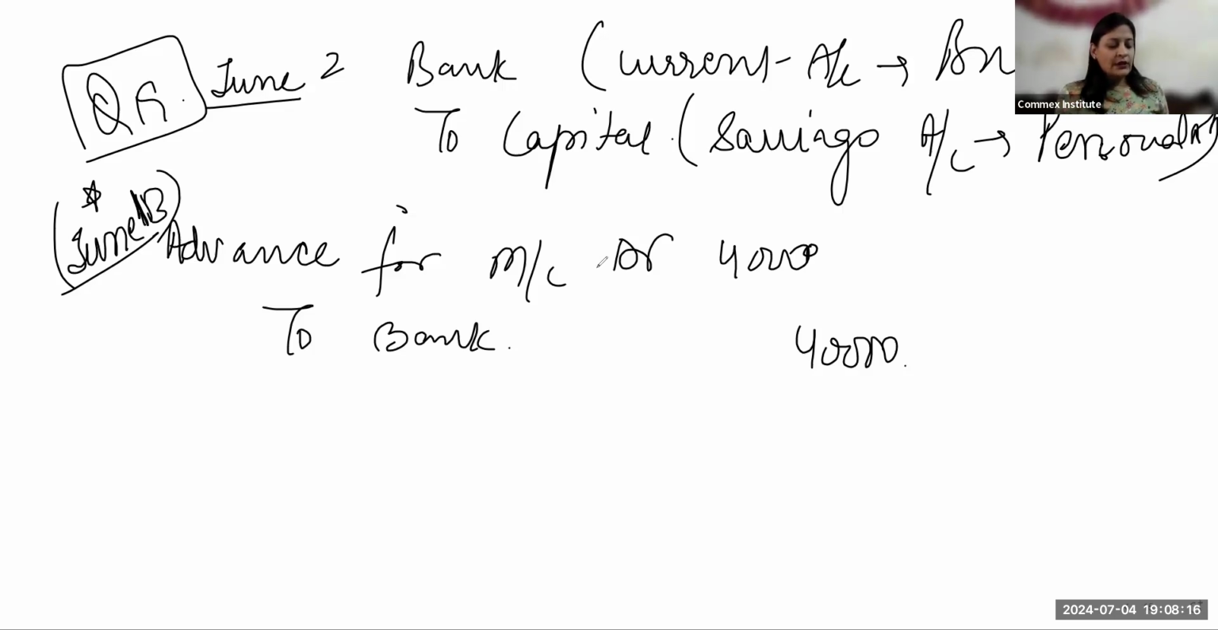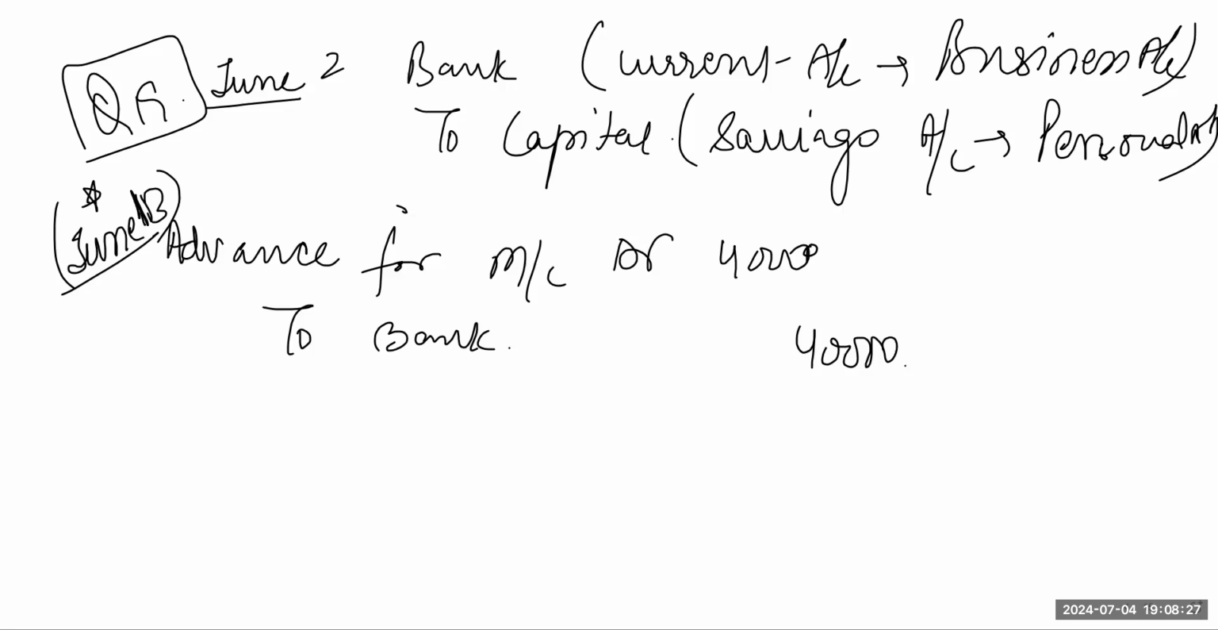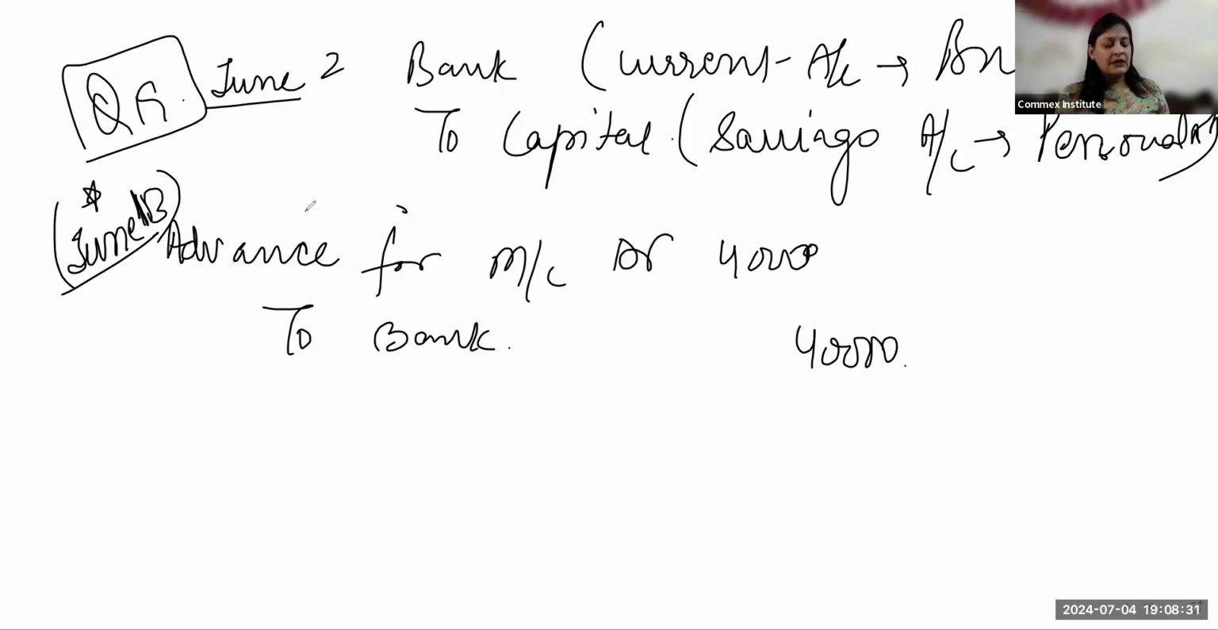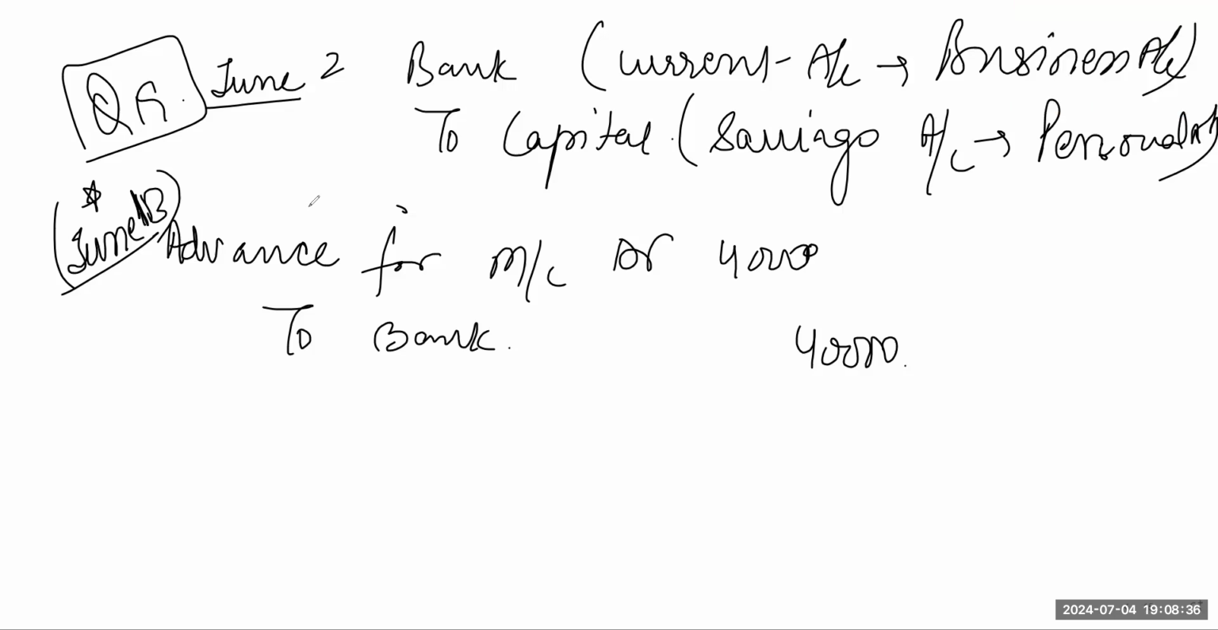June 27th, sold the personal car and invested the amount in business. Tavishi, what will be the entry? June 27th, Tavishi? Ma'am, paid rent by check. It will be, no, sold a personal car and invested the amount in business. Oh sorry, ma'am, I was actually writing the previous one.